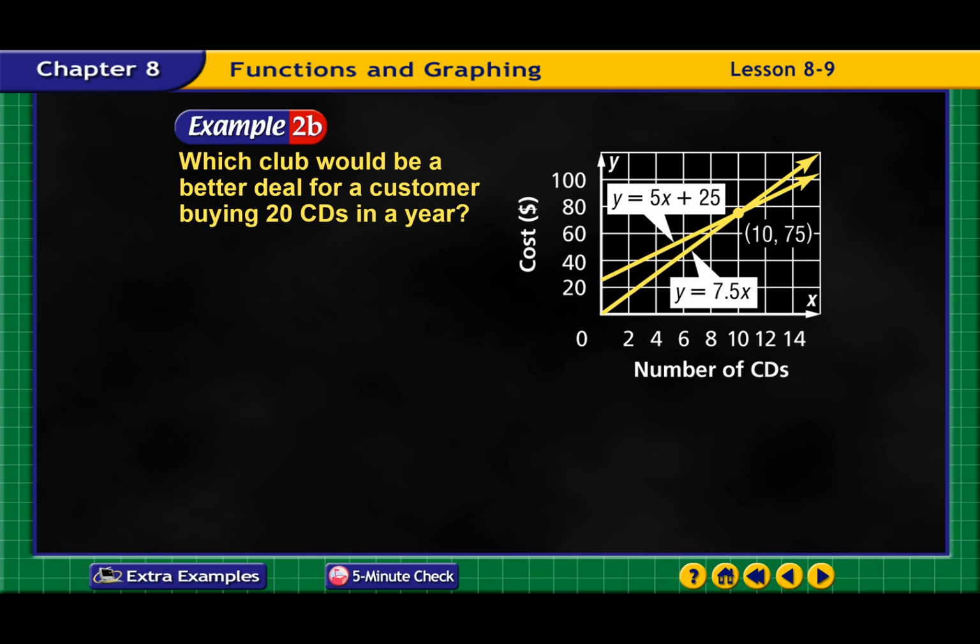Oh, this is lovely. They gave us the two equations. Which club would be a better deal for a customer buying 12 CDs in a year? Oh, this wasn't your turn. We'll keep going.